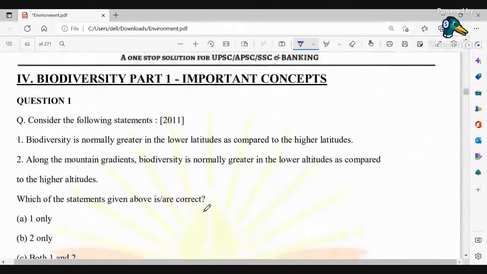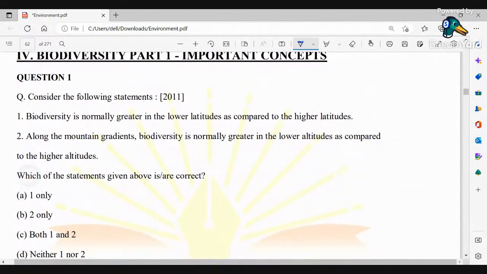So we'll start with this topic. Okay, biodiversity. Consider the following statements. Biodiversity is normally greater in the lower latitudes as compared to the higher latitudes. Along the mountain gradients, biodiversity is normally greater in the lower altitudes as compared to the higher altitudes. So which of the above statements are correct? It is with respect to biodiversity.